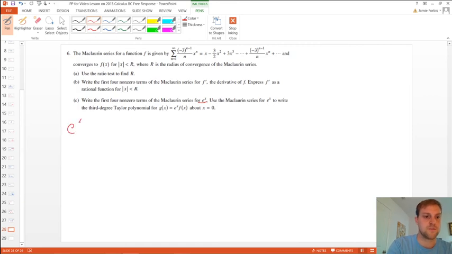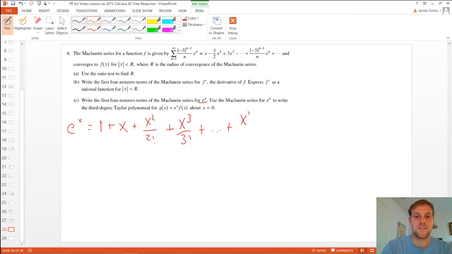So remember, e to the x is equal to 1 plus x plus x squared over 2 factorial plus x cubed over 3 factorial. That's the first four terms, but remember the general term is x to the n over n factorial. All right, that's the pattern for e to the x. So that infinite sum gets you to e to the x.